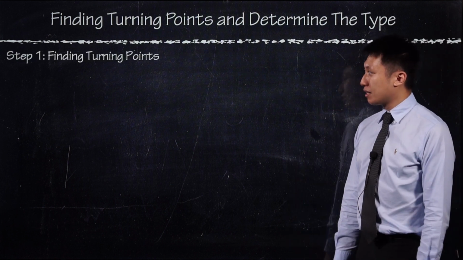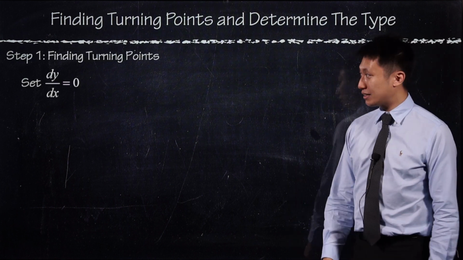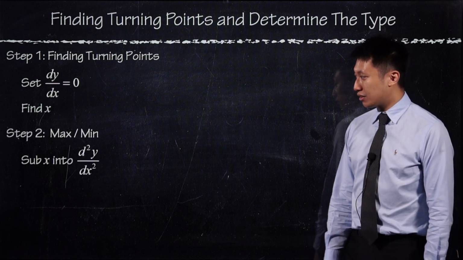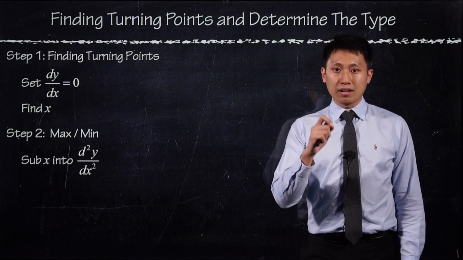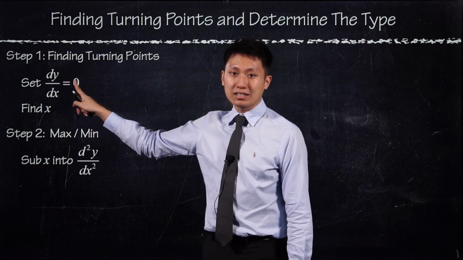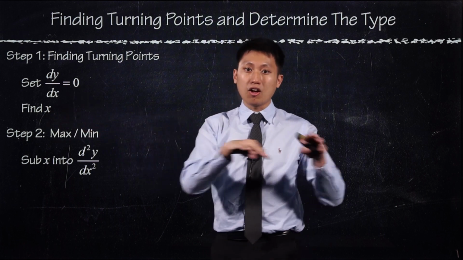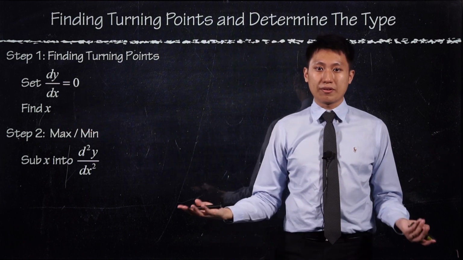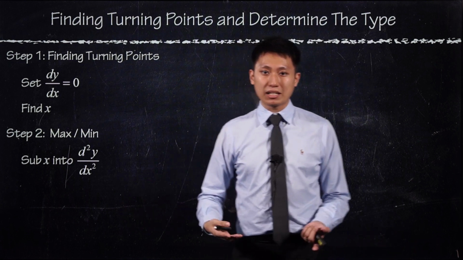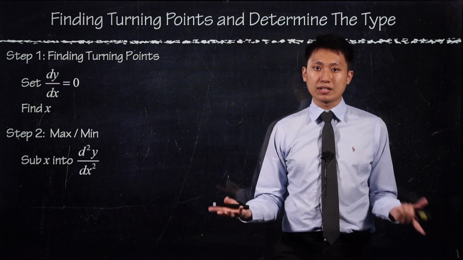So finding turning points: set dy/dx equals 0, then find x. Second, max or min. So you have to do what? To find the turning point is very easy. You set dy/dx equals 0. You find a lot of x, maybe 1 or 2 or 3. So how do you know whether x equals 1 is a maximum point, minimum point, or something else?